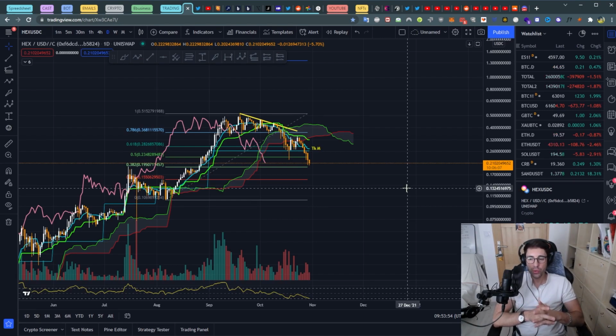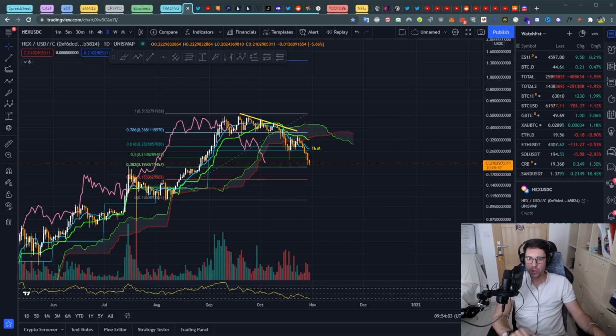You guys should start to look into Ichimoku, into technical analysis, into trading. If you don't have time, fair enough, go for staking, and end of the conversation. Let's move on to the next token.